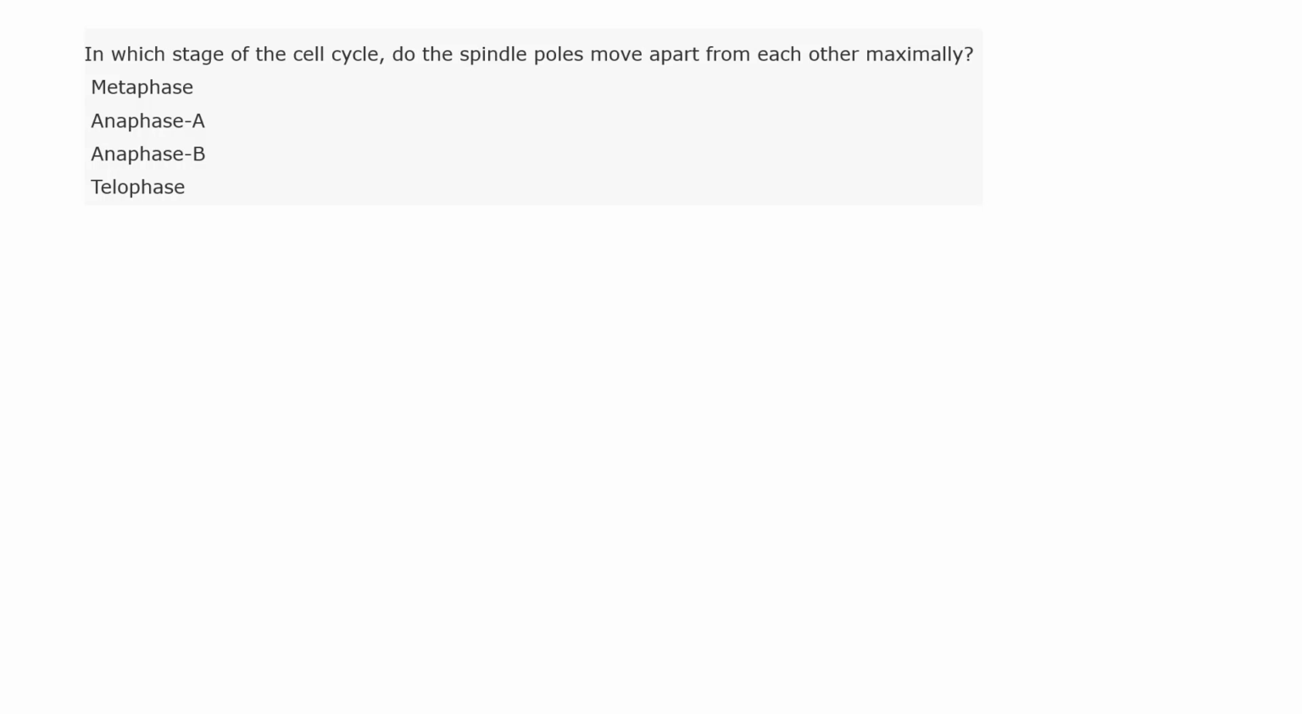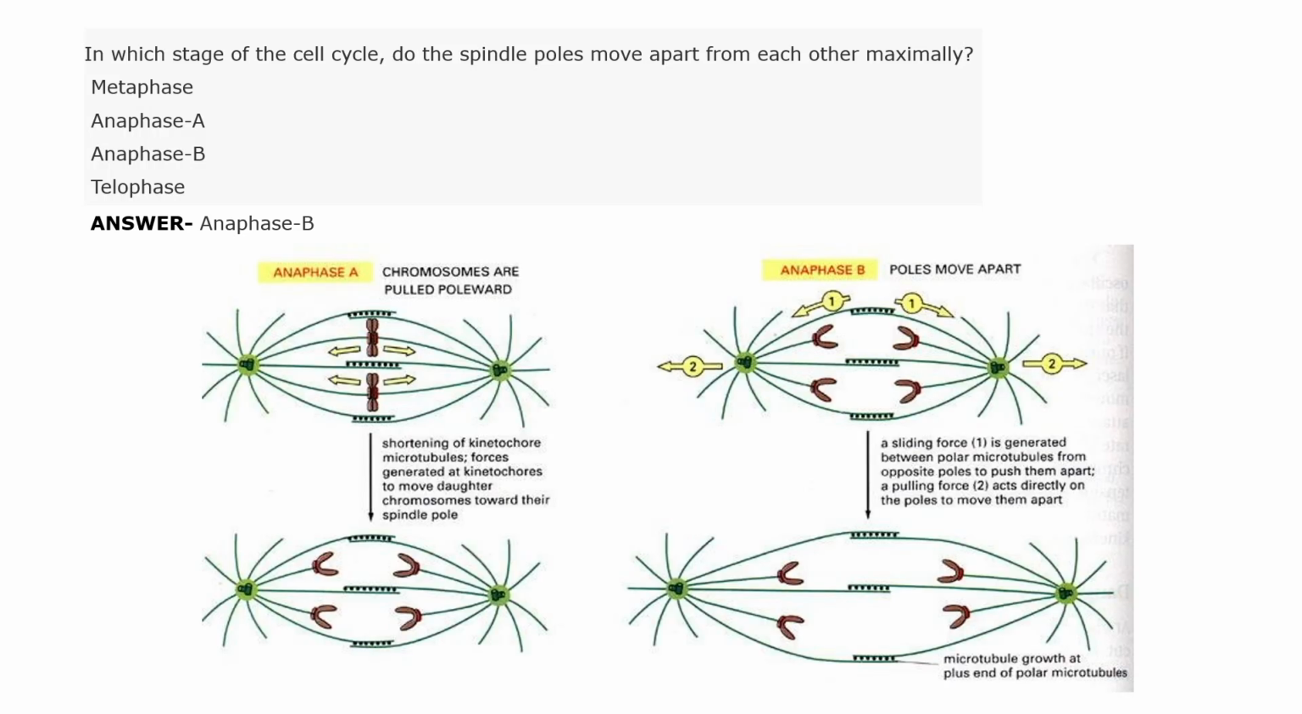Okay. So the answer to this question is option number 3, anaphase B. So basically there are two stages of anaphase, anaphase A and anaphase B. In anaphase A, chromosomes are pulled poleward. In case of anaphase A, it's kind of the initiation stage that is taking place there.